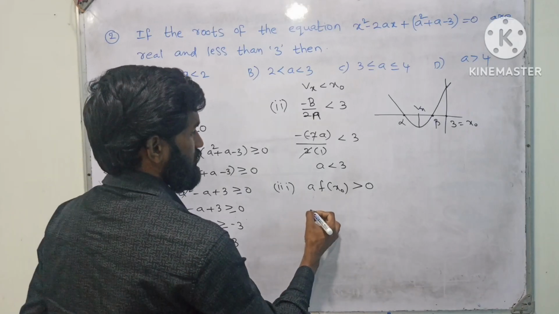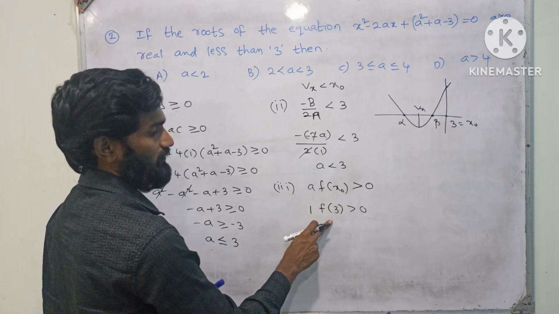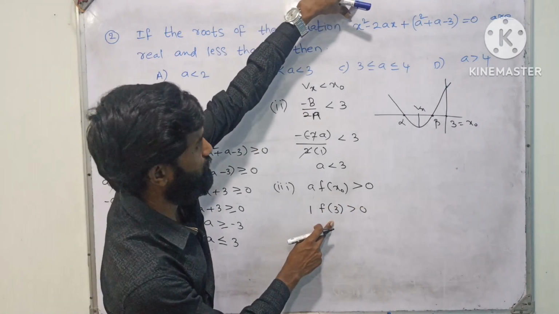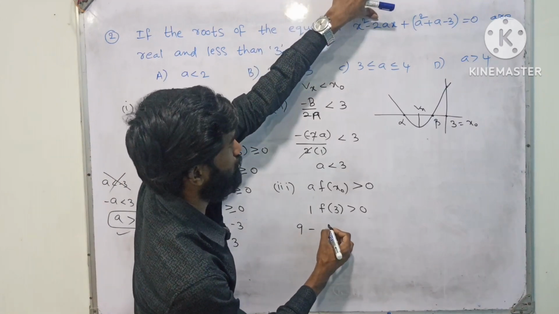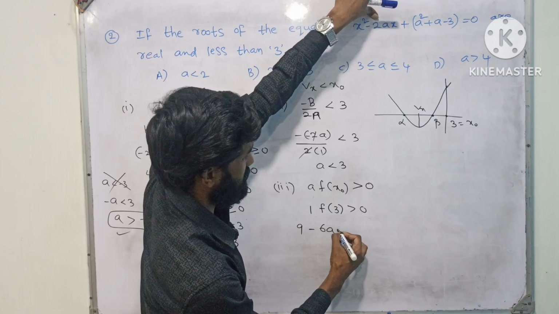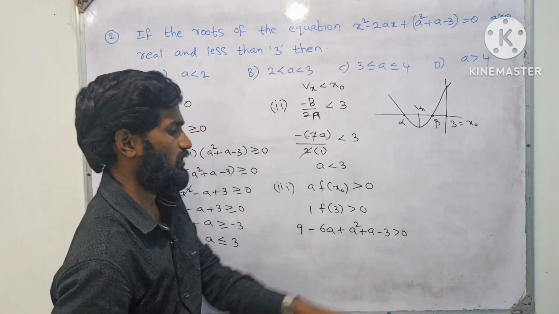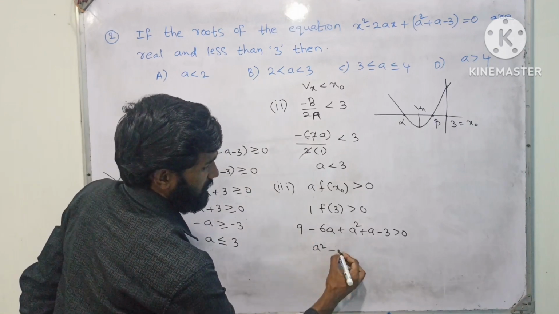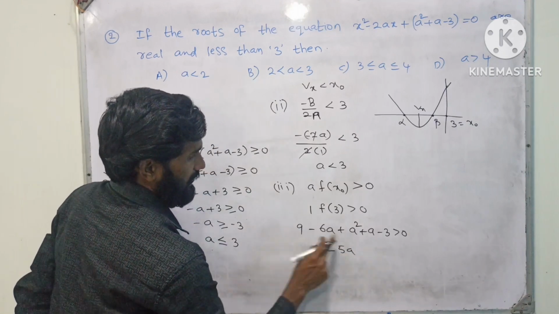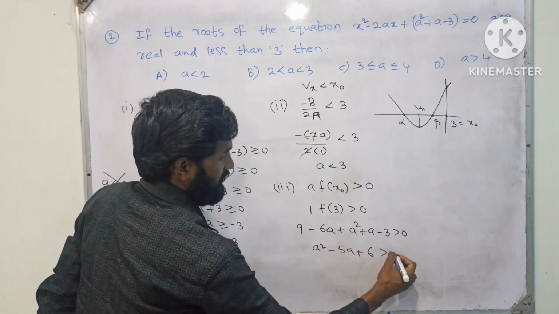Now the value of a is 1, and f of x naught here is 3, greater than 0. Now we need to substitute 3 in this equation. 3 square is 9, minus 2a into 3, which is 6a, plus a square plus a minus 3, greater than 0. Now from this what will I get? a square minus 6a plus a, which is minus 5a, and 9 minus 3, which is 6, so a square minus 5a plus 6 is greater than 0.